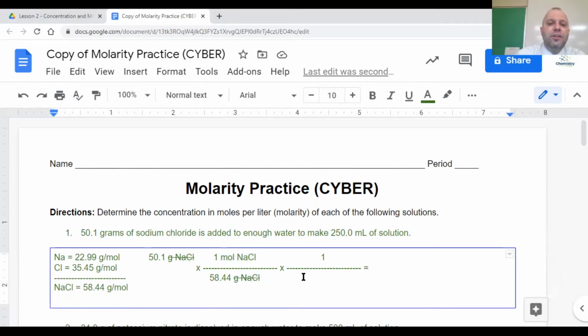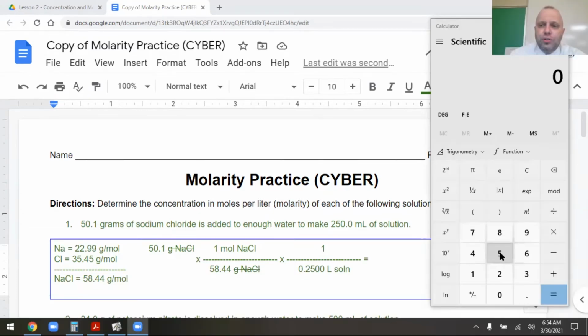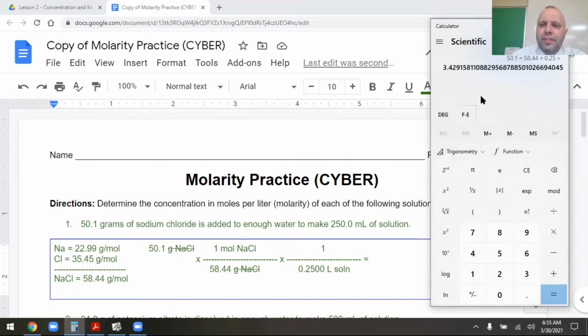So on the bottom here of this fraction, I'm going to type in my volume of 0.2500 liters of solution. And now using my calculator, bring up my calculator so that everyone can see it here. Using my calculator, I'm going to type in 50.1 divided by 58.44 divided by, because it's on the bottom, divided by 0.2500, and I wind up with this as my answer.